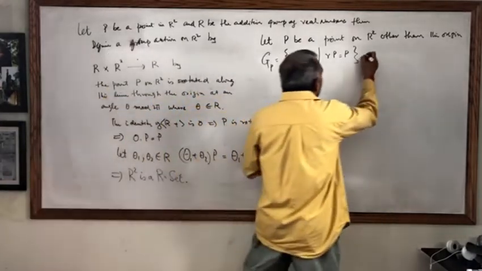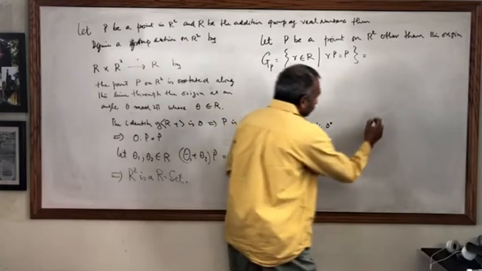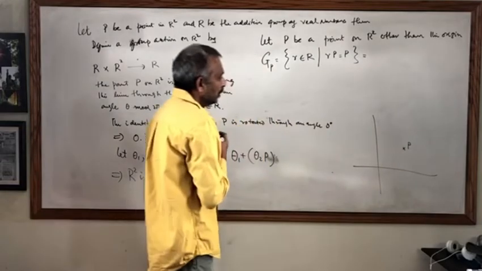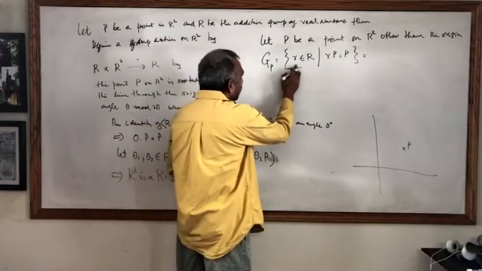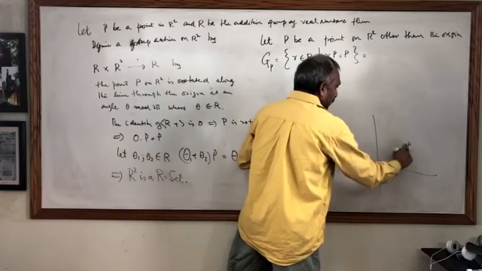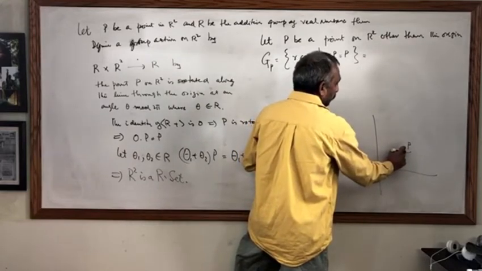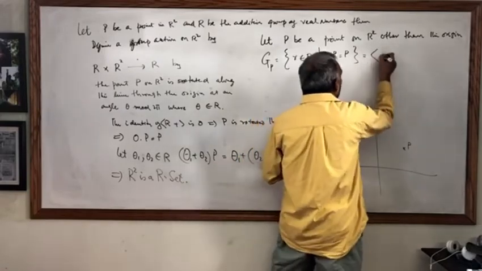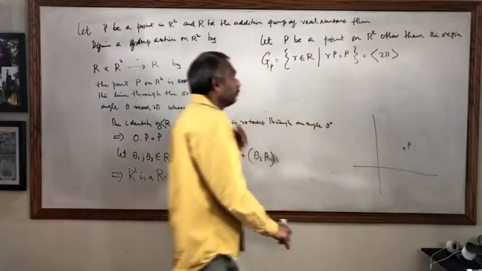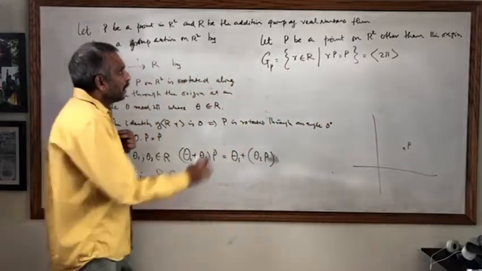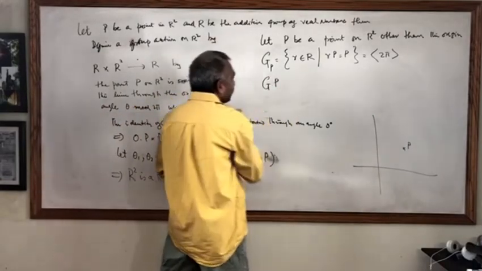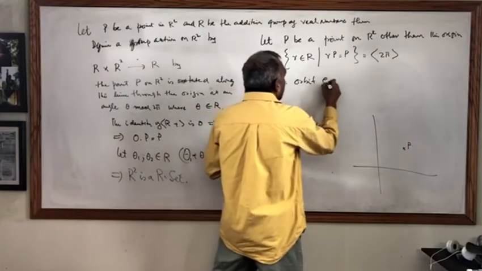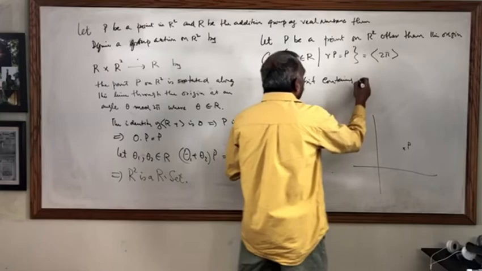And what is that? This is the point P. So the value of R, the real number that retains the position of P when you rotate, that means 2 pi. So this is actually going to be the subgroup generated by 2 pi. And what is GP? This is actually the orbit containing P.